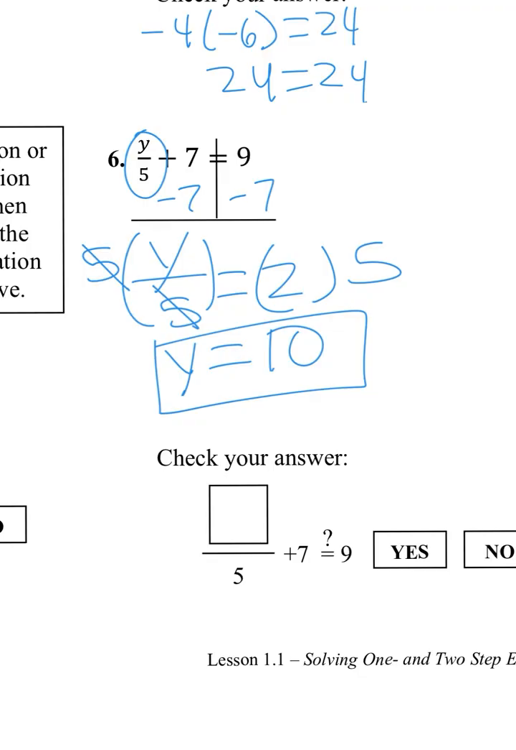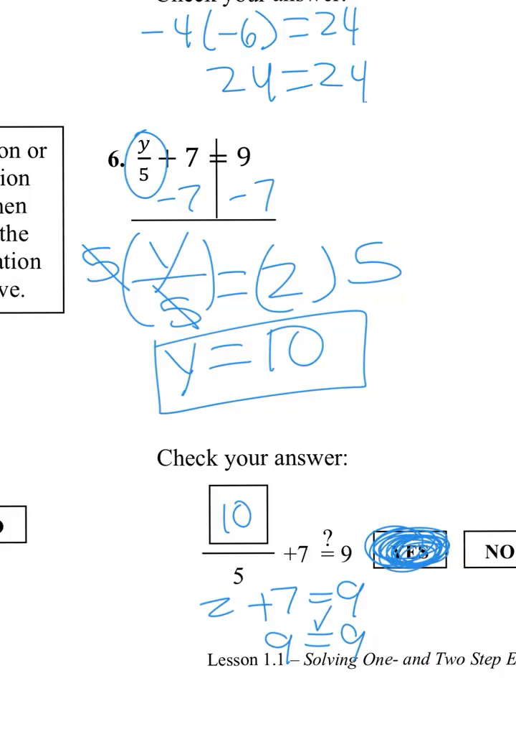Let's go ahead and check our solution. So we've got 10. 10 divided by 5 is 2, plus 7. Does that equal 9? 2 plus 7 is 9. So does 9 equal 9? Yes, it does. So 10 is the value for y in this equation.